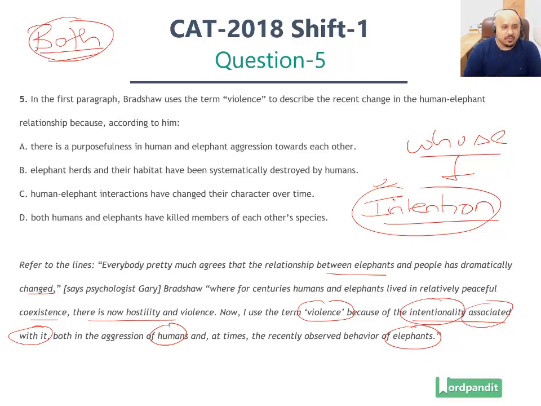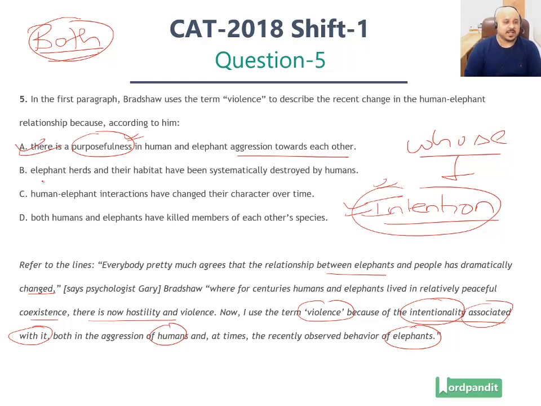Now, which is the word which comes closest to this sentiment of intentionality? That word is purposefulness. There is a purposefulness in human and elephant aggression towards each other. So essentially we are doing nothing else but substituting the word intentionality with the word purposefulness. That is all we are doing in this question. Once you're able to correlate these small elements, you will be easily able to identify the answer.